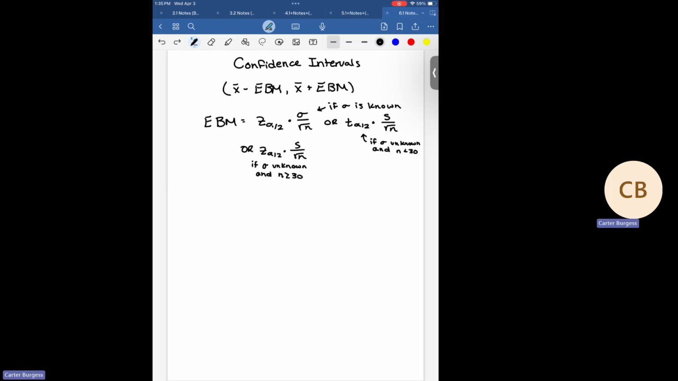So let's address the specific situation that we are going to be dealing with. We are going to be looking at essentially binomial experiments.